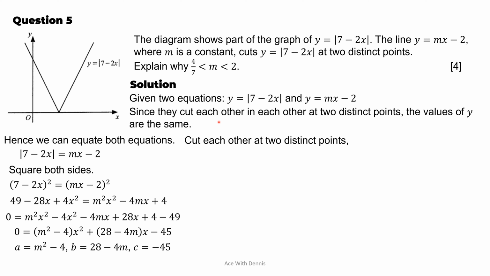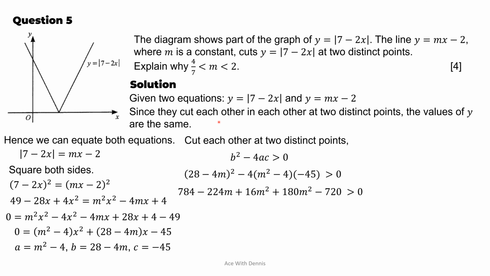We need them to cut each other at two distinct points. Therefore, b squared minus 4ac is greater than 0. So we substitute the b, a, and c here. We get (28 minus 4m) squared minus 4(m squared minus 4)(negative 45) greater than 0. Next, expand the brackets. We get 784 minus 224m plus 16m squared plus 180m squared minus 720 greater than 0. Simplify further. We get 196m squared minus 224m plus 64 greater than 0.